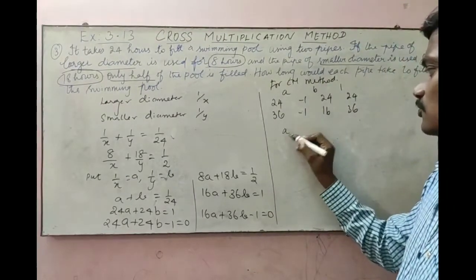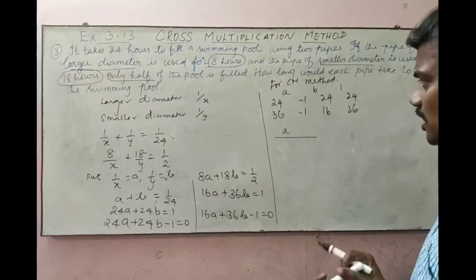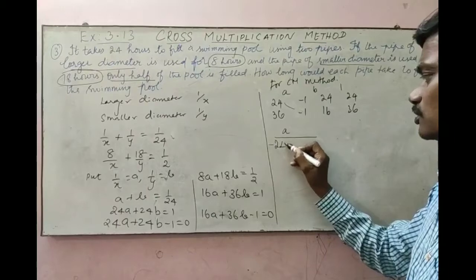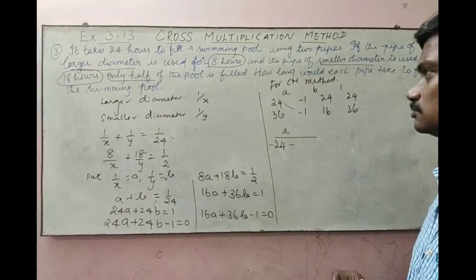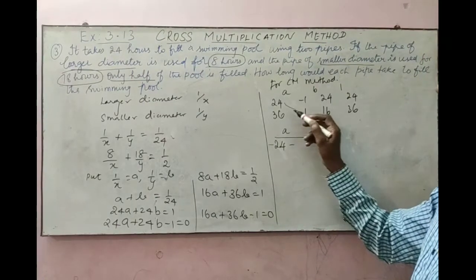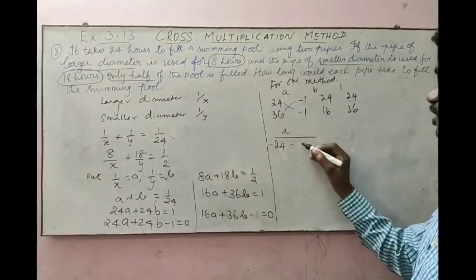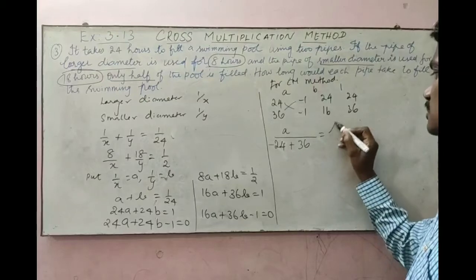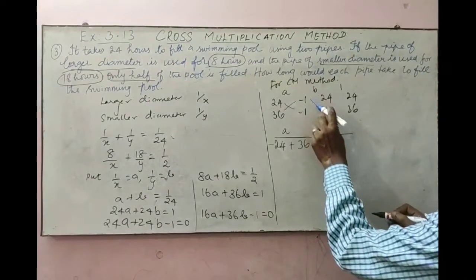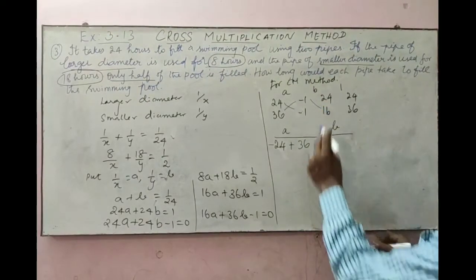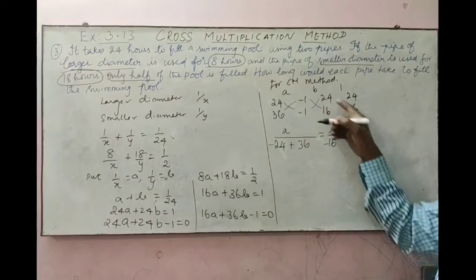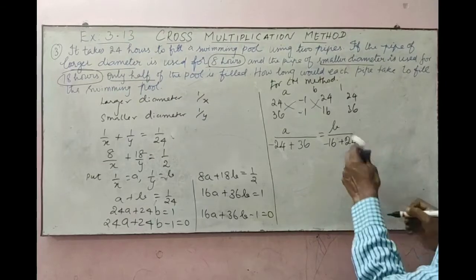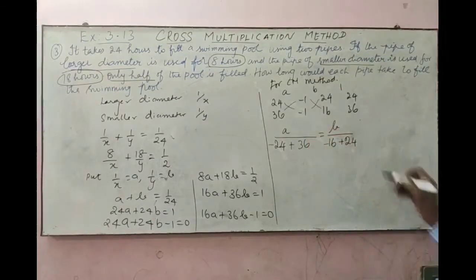So now for A, I am going to multiply these two values. 24 into minus 1 gives minus 24. 36 into minus 1 gives minus 36. Here we have one minus, it becomes plus. Next B, minus 1 into 16 gives minus 16. Minus 24 into minus 1 gives plus 24. We have one minus, here one minus, it becomes plus.